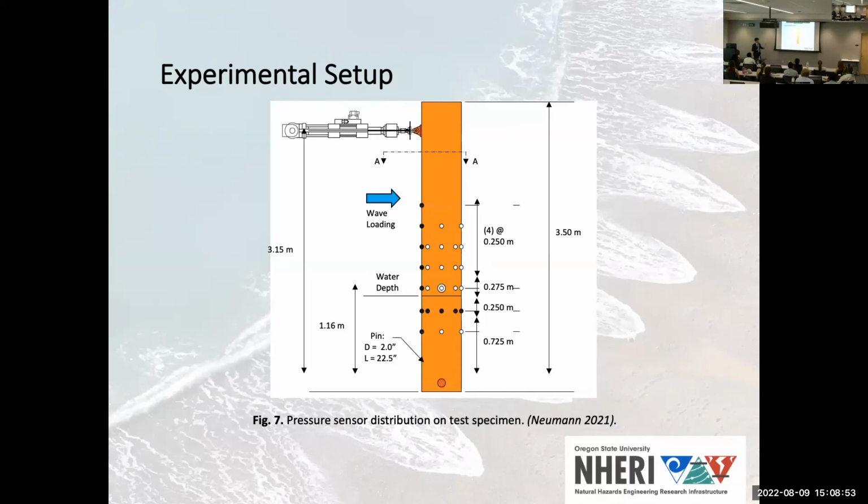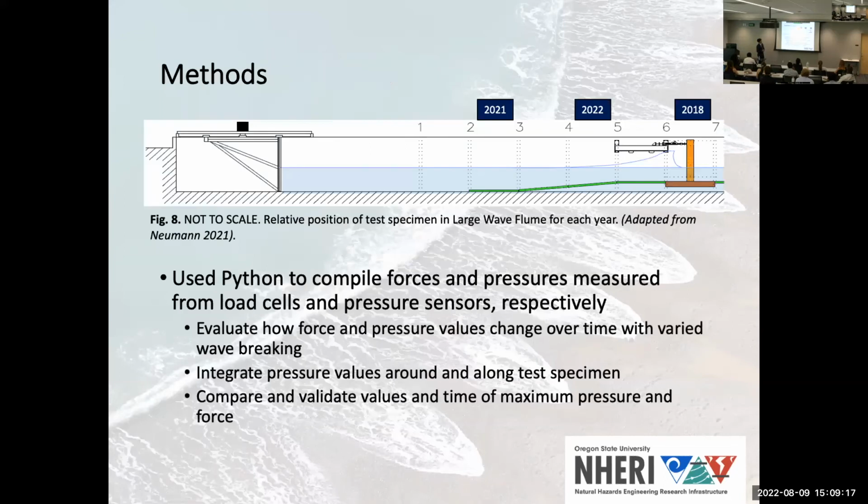I keep on talking about this cylinder, so here's a little diagram of it. Here we have the distribution of those pressure sensors. Right on this left side, those are the 6 or 7 pressure sensors that will be measuring the wave impacting the cylinder. We also have some around the circumference of the cylinder, and we'll take those into account. Overall, this is about 3.5 meters tall.